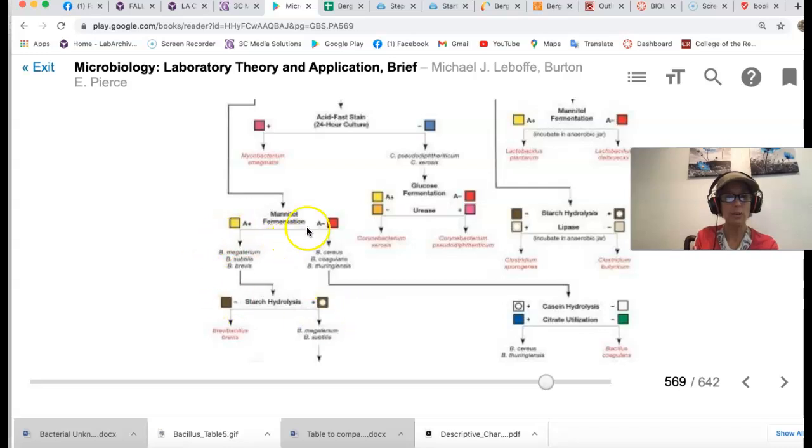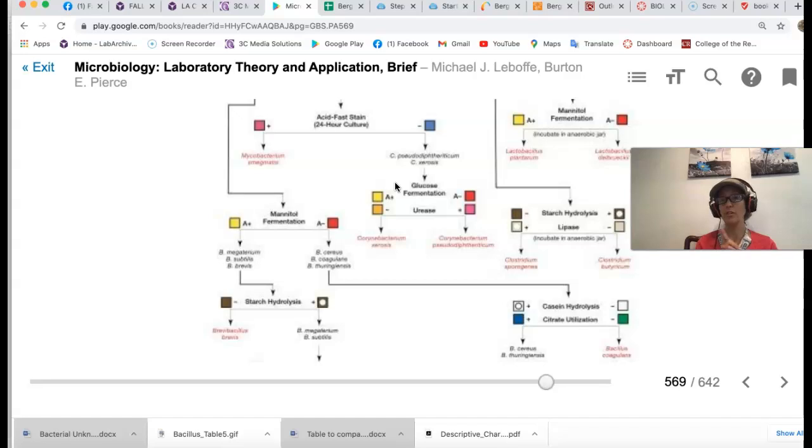If you don't, and you end up over here, let me know, and I'll help you figure out your results. If we go back to our mannitol fermentation and it's negative in phenol red broth, then we need our casein hydrolysis. We did not do citrate, so our casein hydrolysis, and we should be positive for that, and that will lead us to the Bacillus cereus. That's how you have your tentative identification.